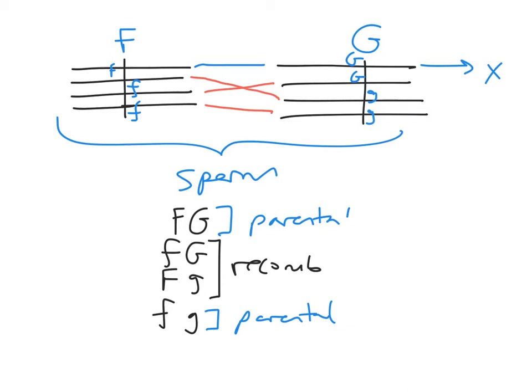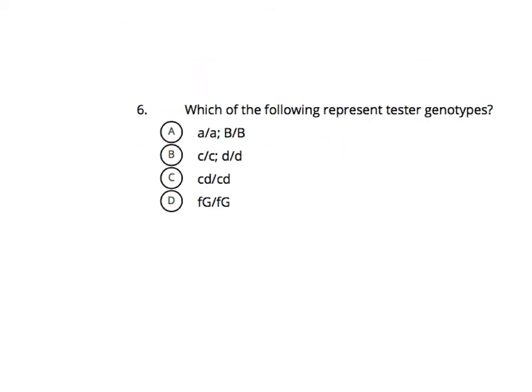50 centimorgans. If you ever see something more than 50 centimorgans, something's gone kind of fishy. We'll get there.